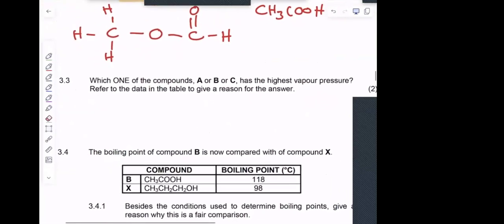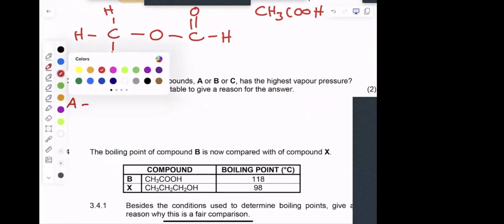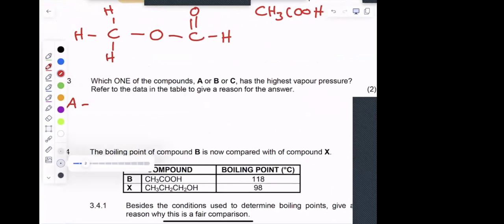The weakest intermolecular forces in total. So it's going to be A, right? Your reason is that it's going to have the lowest boiling point, BP, and the weakest intermolecular forces.